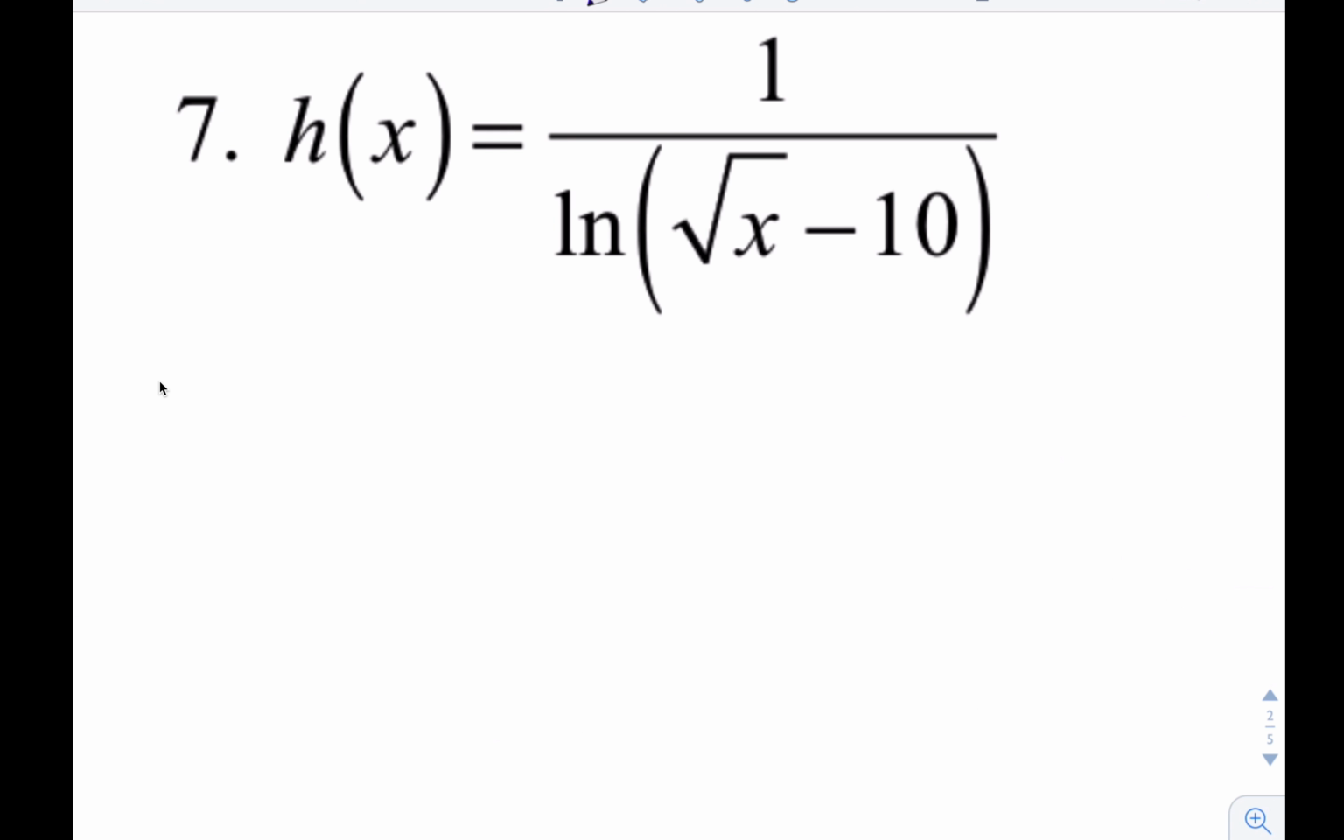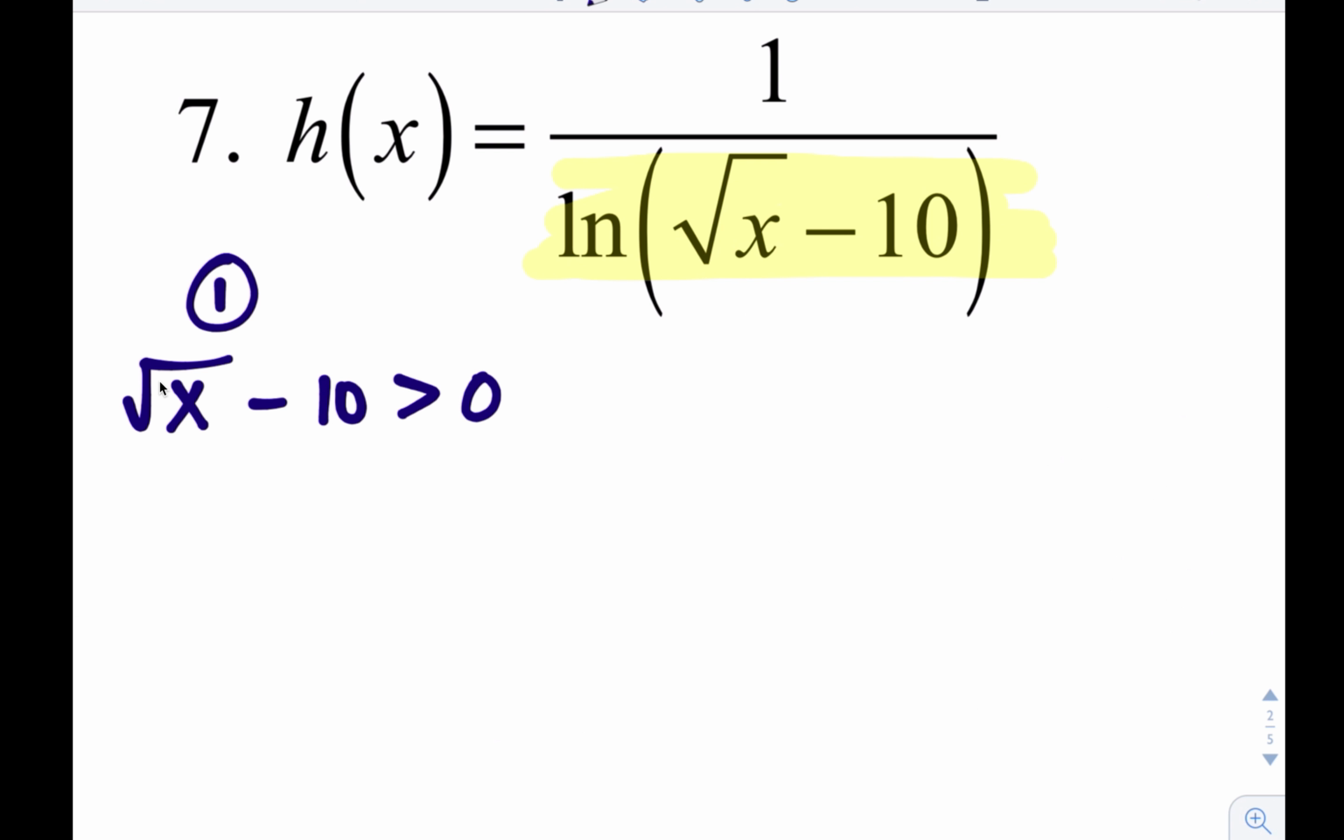Okay, and then number 7. So number 7 is a little bit different. You kind of have to set up two things. So the first thing that you want to worry about is, because this is an ln function or a log function, you got to make sure what's inside the log is positive. So that's the first part. So I'm going to make sure that the square root of x minus 10 is greater than 0.